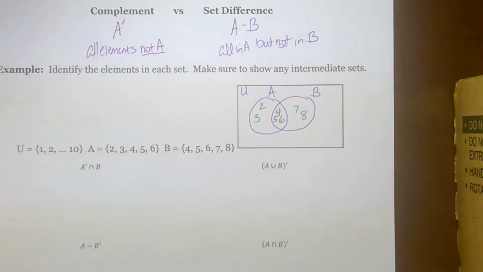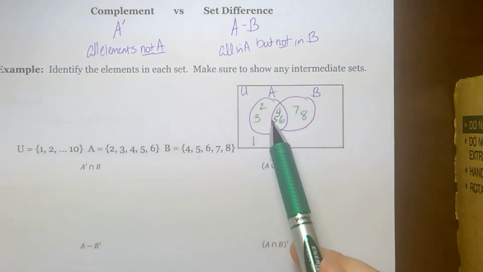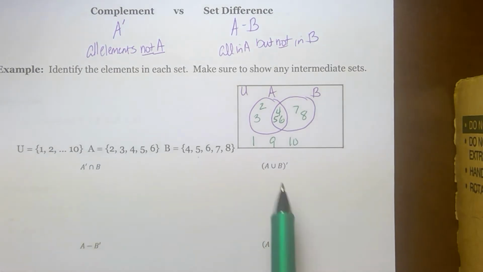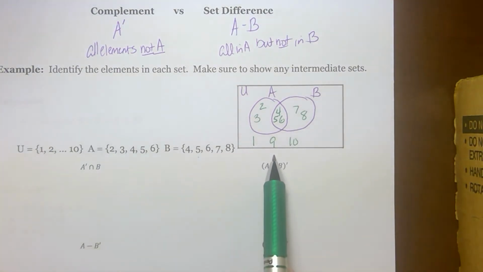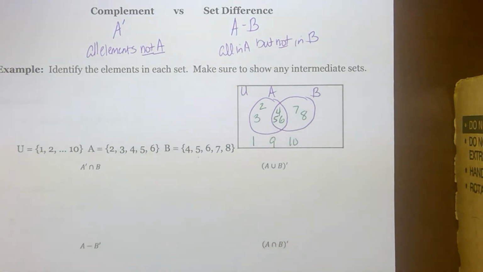Do we have any elements that are in the universal set that are not listed in the roster form of A or the roster form of B? Well, yeah, because our universal set starts at 1 and goes to 10. So we've got 1, 2, 3, 4, 5, 6, 7, 8, 9, 10. So 1, 9, and 10 are the 3 elements that are part of the universal set, but not in A or B.